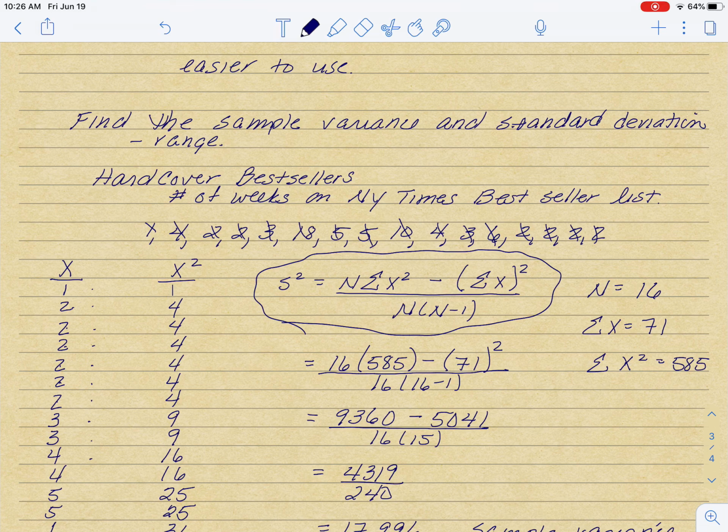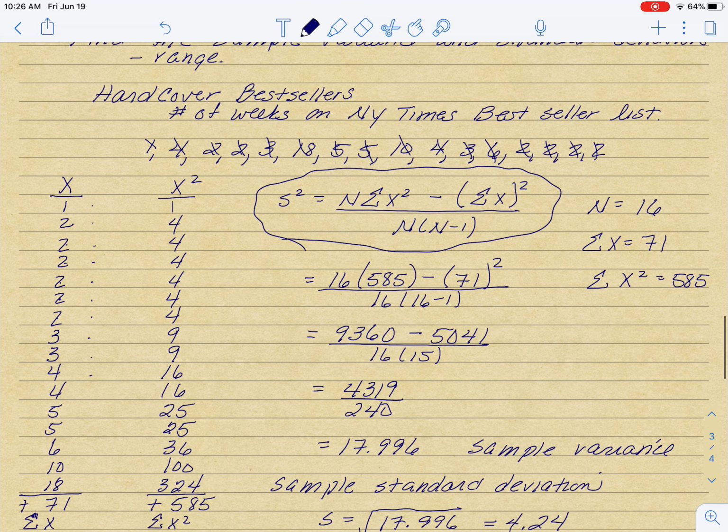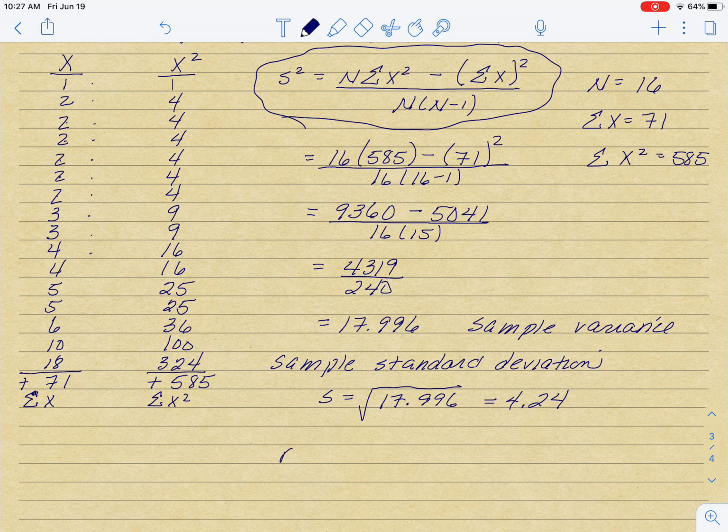Okay? All right, so that's that. The next thing that we want to do is find the range. So the range, remember, is just the highest value, which is 18, minus the lowest value, which is 1. So this has a range of 17. All right, so the next thing that we have to do is find variance and standard deviation for grouped data.